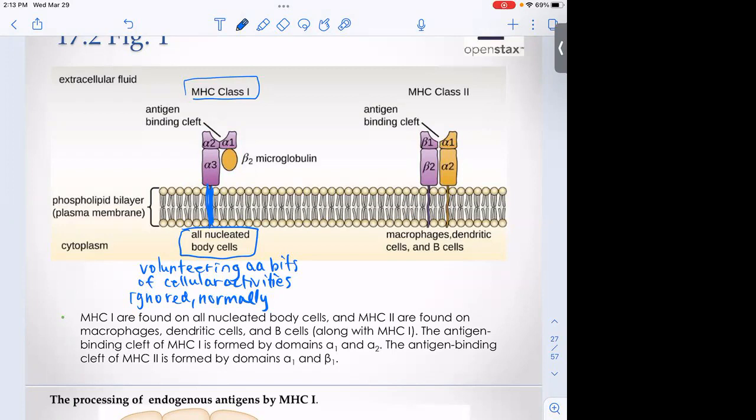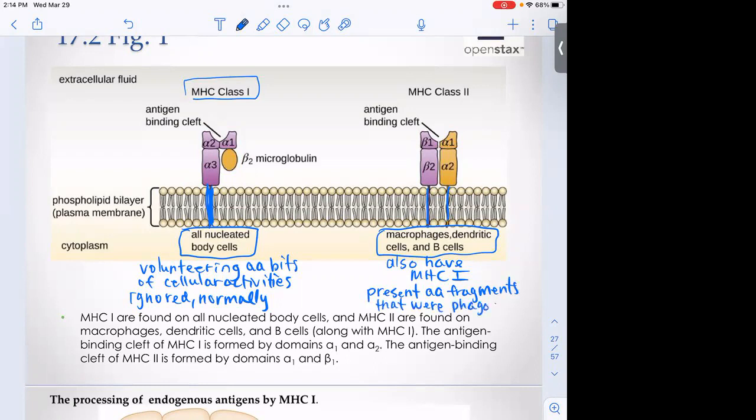And then MHC class 2, on macrophages, dendritic cells, and B cells. Remember, they also have MHC class 1 because they have a nucleus. So they've got both MHC class 1 and MHC class 2. And MHC class 2 are presenting amino acid fragments, that sounds more scientific, that were phagocytized.